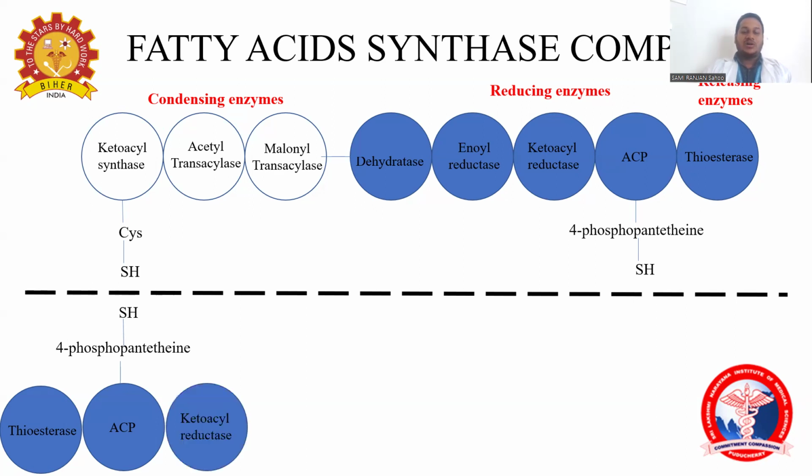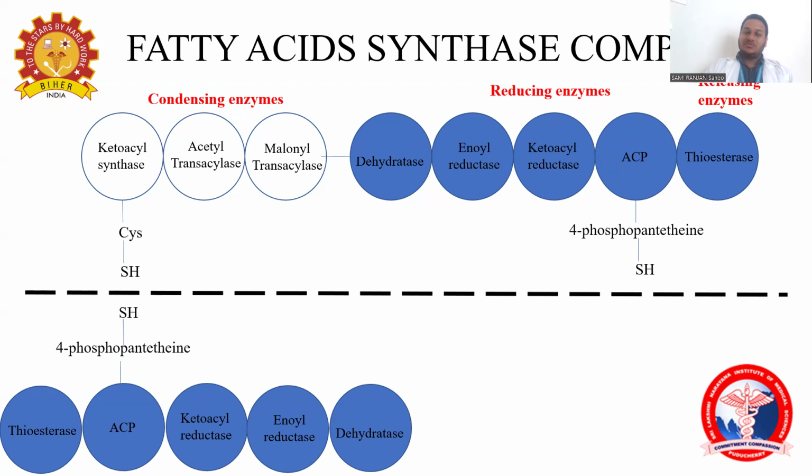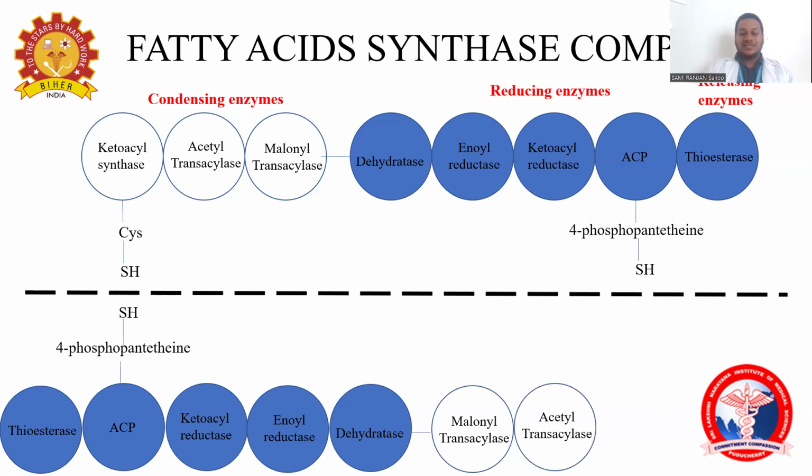From ACP, along with that, ketoacyl reductase will be there. Next, enoyl reductase will be there in the reducing enzymes. And finally we have dehydratase. This is important. The reducing enzymes are now completed. Next we are going to the condensing enzymes. Next we have malonyl transacylase along with acetyl transacylase. Then ketoacyl synthase, along with cysteine, where a sulfide bond will be there, will be attached with ACP. Is this clear?